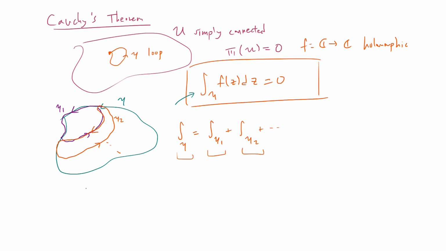So let's focus on a single one of these gamma n, which I'm just going to call gamma in the same notation. Let's say it looks more like a rectangular path, something like this. This gamma is one of these smaller loops, and I want to show that the integral over gamma of f of z dz is 0.